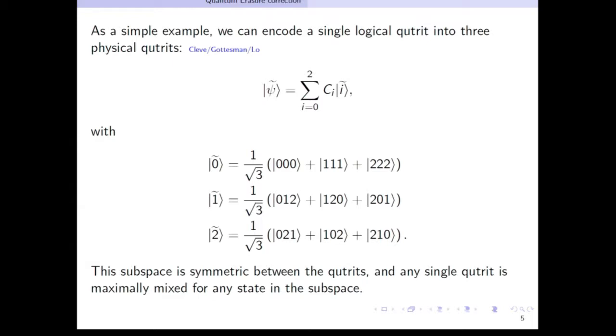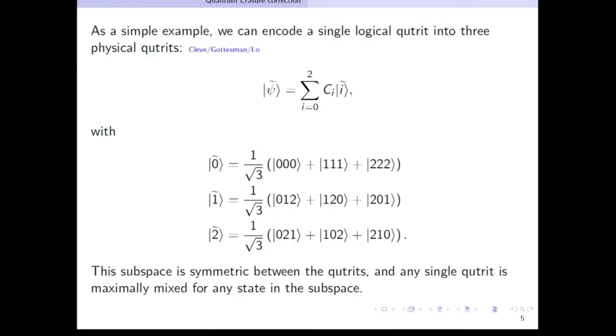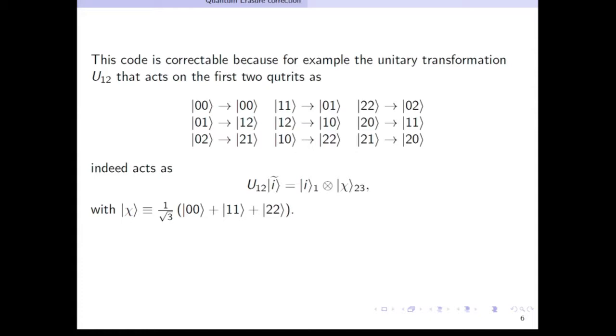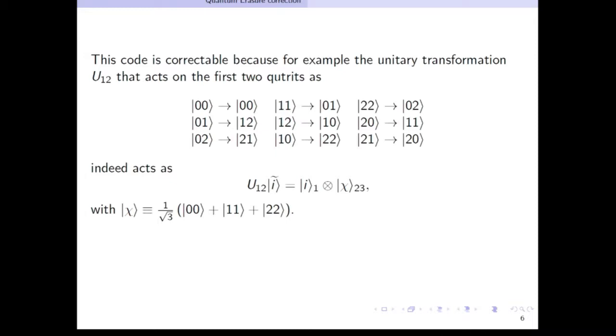Now, the reason that's nice is because we can define this U like this. Let's say that it's the 3rd qutrit that gets erased. Now we're going to try and construct a U just on the first 2, so a U_12. I claim, another homework problem, well, actually it would be a better homework problem if I didn't tell you the answer, but I claim that the U_12 that acts on the first 2 qutrits like this indeed has the property that if I act on any one of these 3 states, where I write i, the 0, 1, or 2 here, onto the first qutrit, I get this state chi here on the second 2.